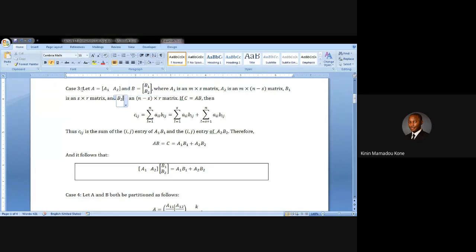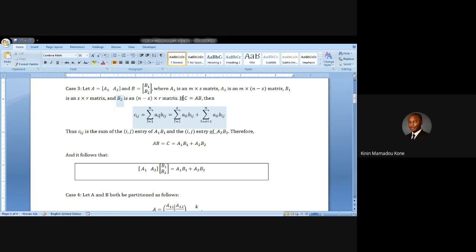So let's continue. Case number 3: let A equal this block matrix, broken down into A sub 1 and A sub 2 blocks, and B equal to B1, B2 matrices in terms of blocks. Then we have the following: if C equals A times B, then C sub ij equals the sum, L goes from 1 to N, of A sub iL multiplied by B sub Lj.